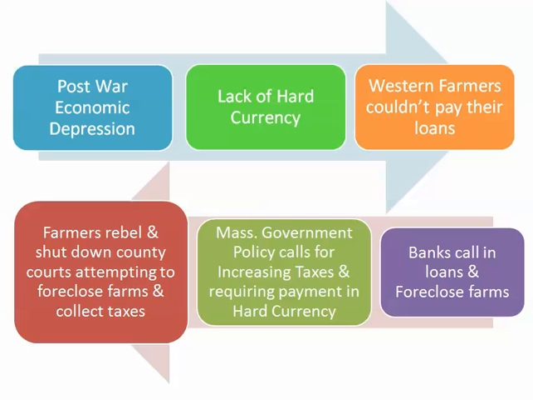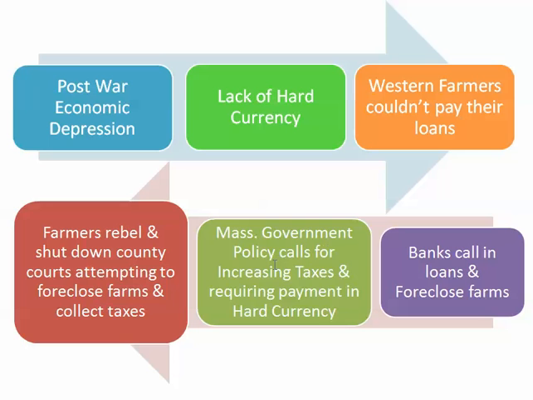So if we look at this cause and effect sheet here, what causes Daniel Shays' Rebellion is there's a post-war economic depression, and there's a lack of hard currency, gold and silver, and the paper money had depreciated. Western farmers couldn't pay back their loans, and the banks are going to call in the loans and foreclose on farms because they want hard currency, gold and silver, not paper currency.